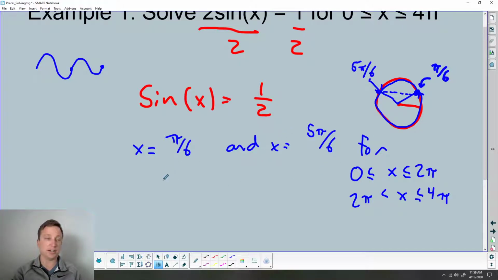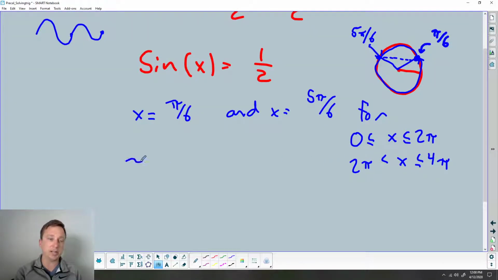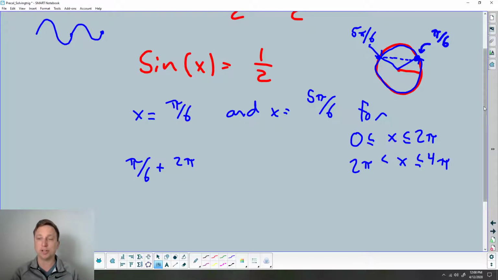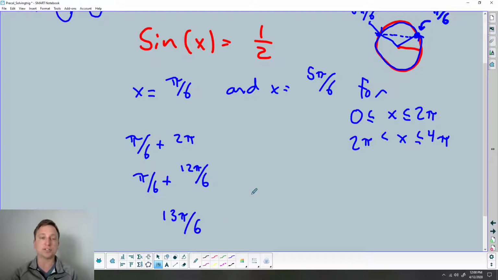So 2 answers here, but also for this domain from 2 pi to 4 pi, we can take pi 6ths and we can add 2 pi to it because we go another revolution around the circle. Well, this is algebra from here. Don't worry about the pi's. I'm going to take pi 6ths and we're going to add 2 pi. Well, I want common denominators. So 2 pi is actually 12 pi 6ths. So pi 6ths plus 12 pi 6ths gives me 13 pi 6ths, which is for that second oscillation, that second time around the unit circle.